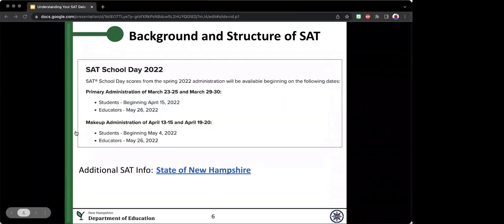These were the dates for the 2022 SAT School Day. The 2023 dates have not been released yet, but they're typically around the same time of year. Schools can choose to use the testing windows as necessary that they're given. The New Hampshire Department of Education does require that all students in 11th grade take the SAT with the essay, and the test in New Hampshire is given in digital format.